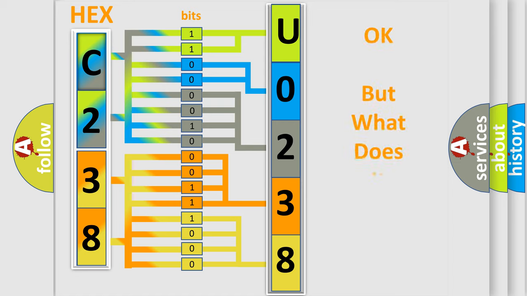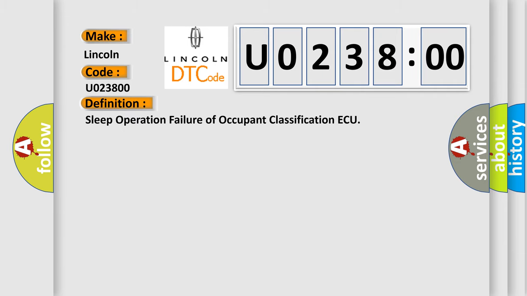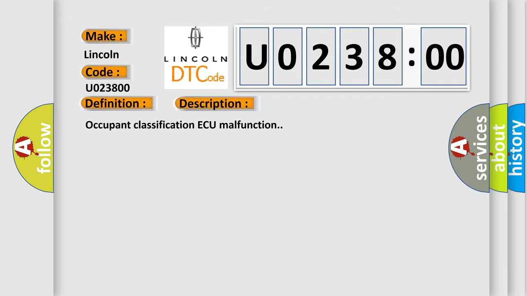The number itself does not make sense to us if we cannot assign information to what it actually expresses. So, what does the diagnostic trouble code U0238-00 interpret specifically for Lincoln car manufacturers? The basic definition is sleep operation failure of occupant classification AQ. And now this is a short description of this DTC code.